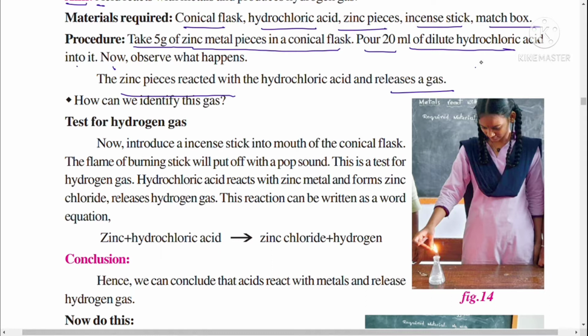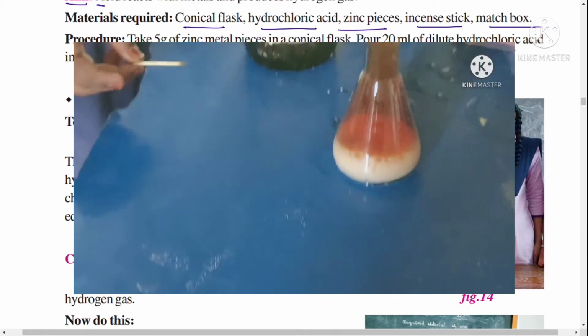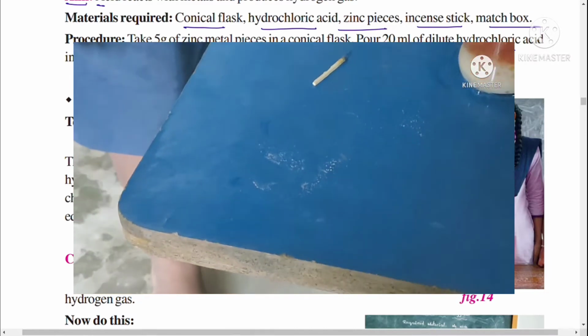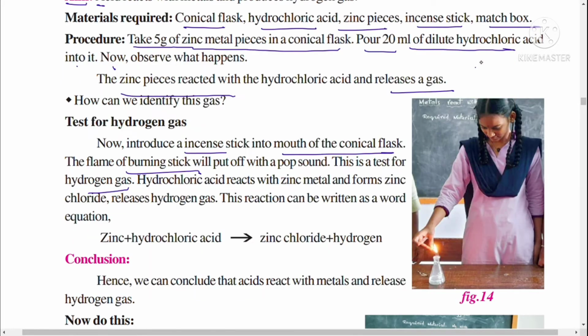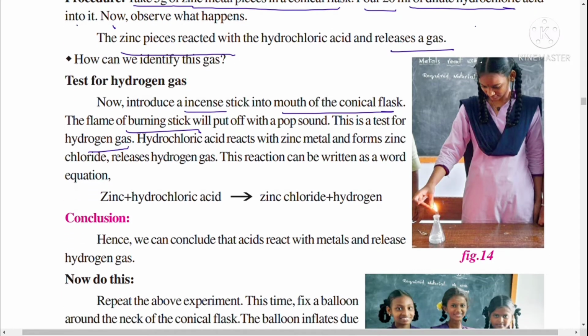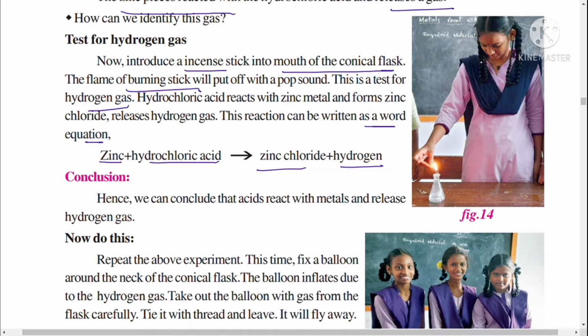So let us do the confirmation test for hydrogen gas. Now introduce an incense stick into the mouth of the conical flask. The flame of the burning stick will be put off with a pop sound. So this is the test for hydrogen gas. Hydrochloric acid reacts with the zinc metal and forms zinc chloride and releases hydrogen gas. The reaction can be written as a word equation: zinc plus hydrochloric acid produces zinc chloride and hydrogen gas. Conclusion: hence, we can conclude that acids react with the metals and release hydrogen gas.